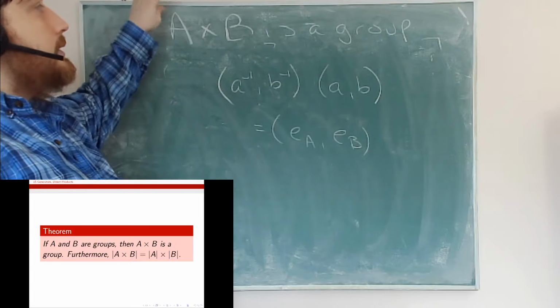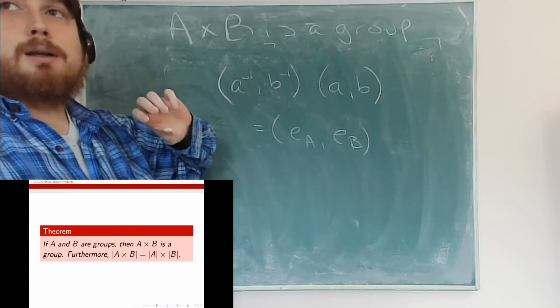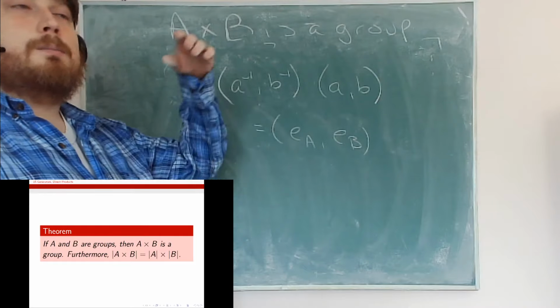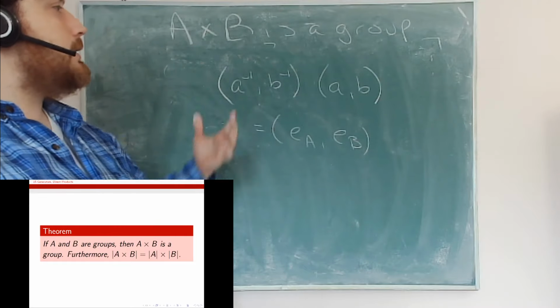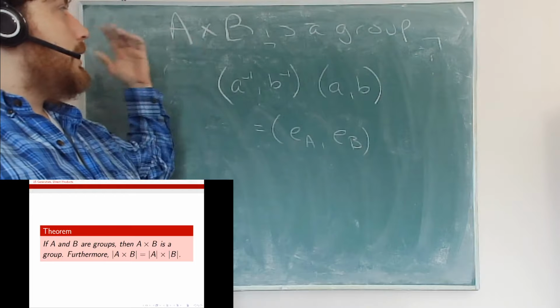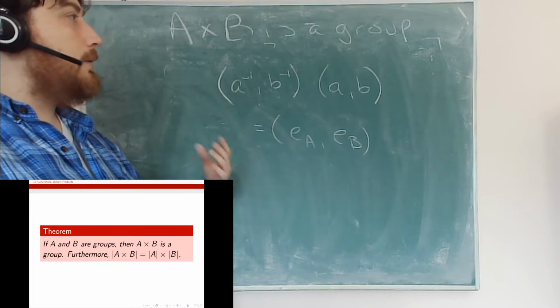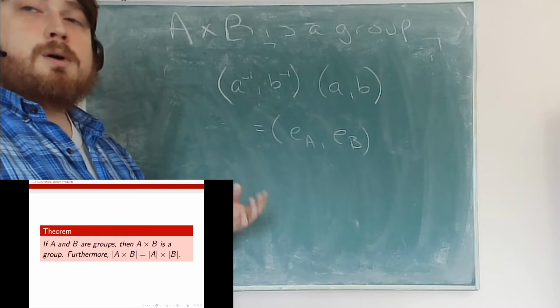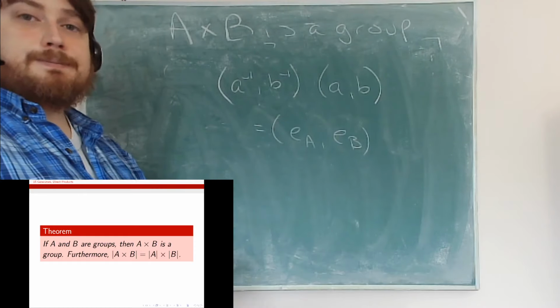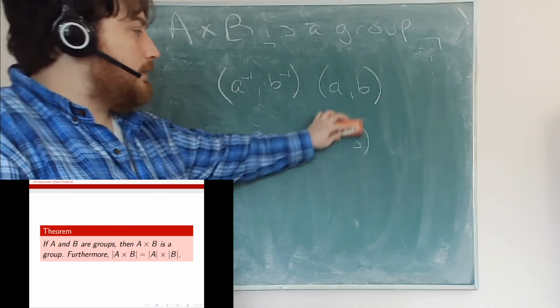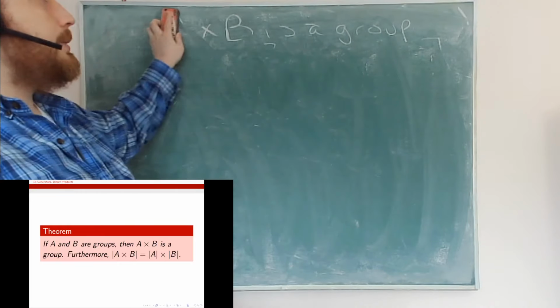So what we have is two groups A and B, and what we can do is construct a bigger group by taking the Cartesian product. Or the direct product, so if I take the direct product, I end up with a new group. So this is one way to take smaller groups and make bigger groups. Does that make sense to everybody so far?